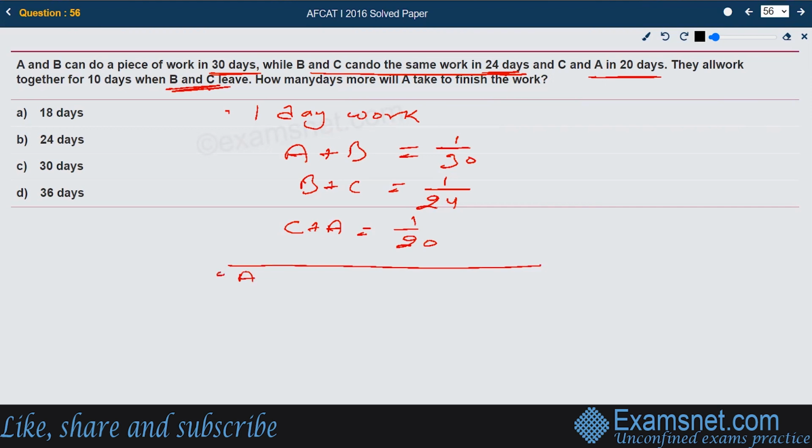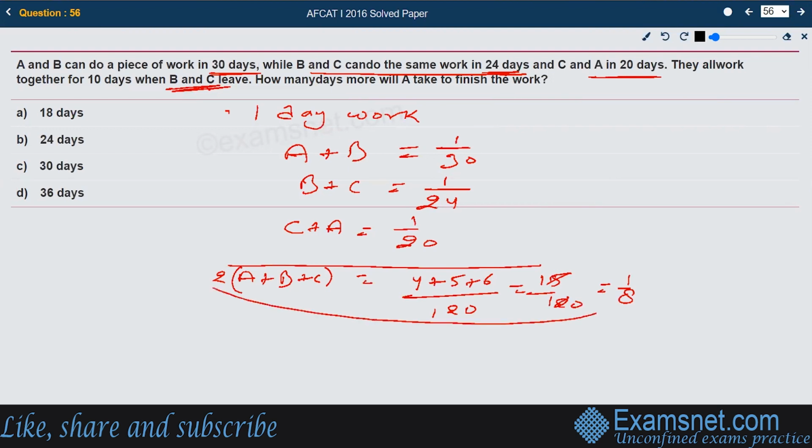So if you add these three equations, twice of A plus B plus C is going to be, take the LCM of 30, 24, and 20, which is 120. 120 divided by 30 is 4, 120 divided by 24 is 5, and 120 divided by 20 is 6. So this is coming as 15 by 120. If you solve this further, this is coming as 1 by 8, and there is this twice, so it has to come down here. So A plus B plus C's 1 day work is actually equal to 1 upon 16.